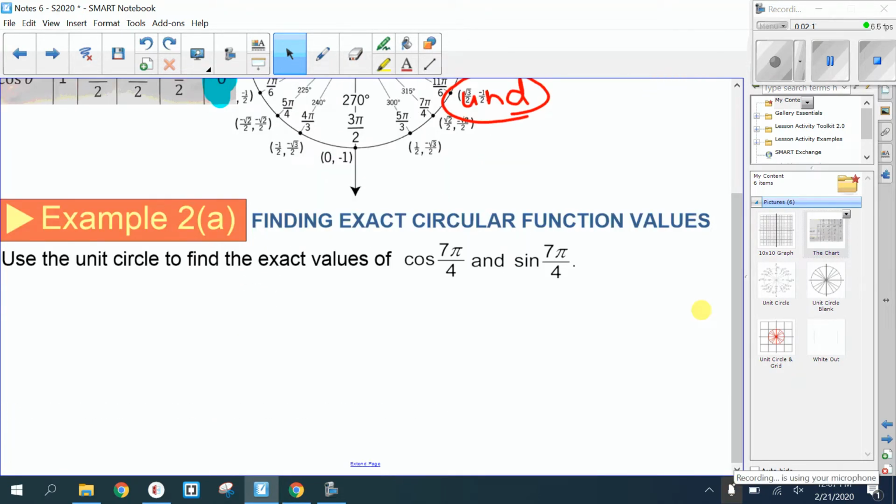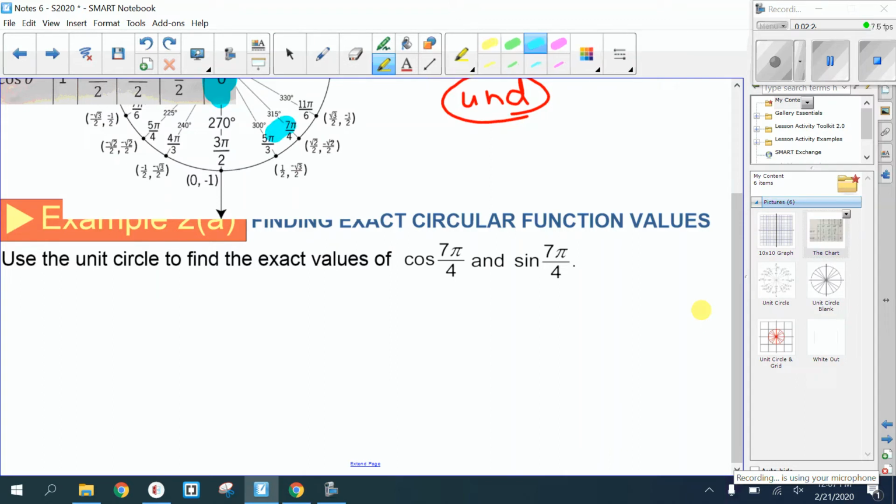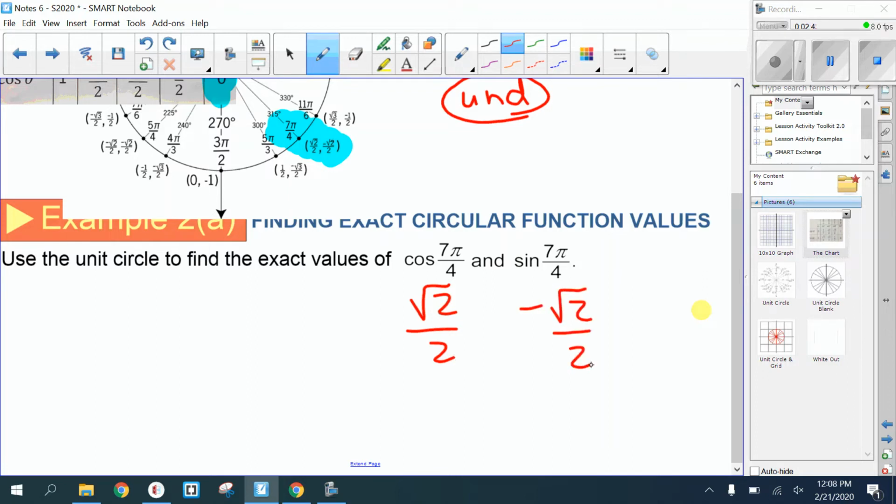Use the unit circle to find the exact values of cosine 7 pi over 4. So we can see 7 pi over 4 down here, right? So cosine is the x coordinate. X coordinate is square root of 2 over 2. We don't really have to think about whether it's positive or negative. It just tells us right there. And sine 7 pi over 4 is the y coordinate, negative square root of 2 over 2.